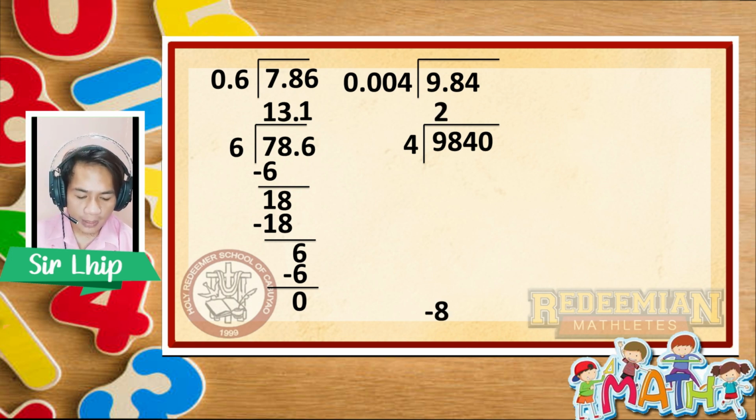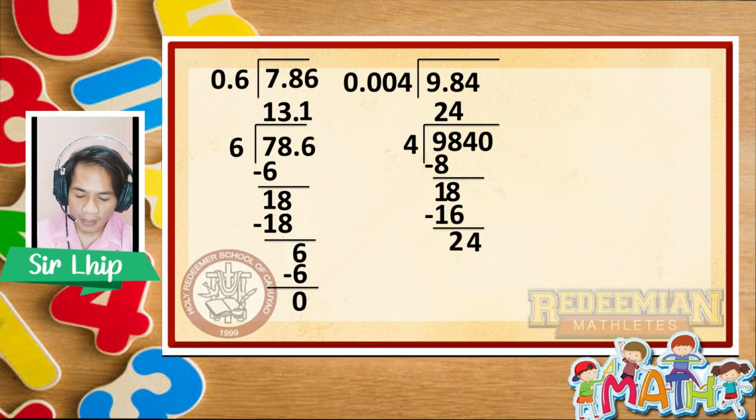9 divided by 4 equals 2. 2 times 4 equals 8. 9 minus 8 equals 1. Bring down 8. 18 divided by 4 equals 4. 4 times 4 equals 16. 18 minus 16 equals 2. Bring down 4. So 24 divided by 4 equals 6. 6 times 4 equals 24. 24 minus 24 equals 0. Bring down 0. 0 divided by 4 equals 0. 0 minus 0 equals 0. Thus, the quotient is 2,460.